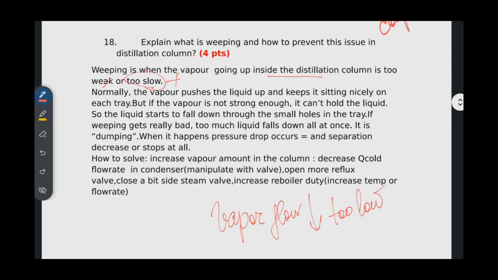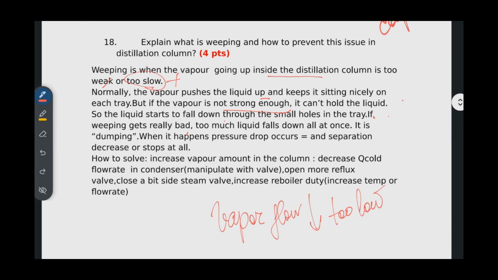Normally the vapor pushes the liquid up and keeps it sitting nicely on each tray. This is the equilibrium part, but if the vapor is not strong enough, it cannot hold the liquid. So the liquid starts to fall down through the small holes in the tray, the sieve trays, let's say. If weeping gets really bad, too much liquid falls down all at once.